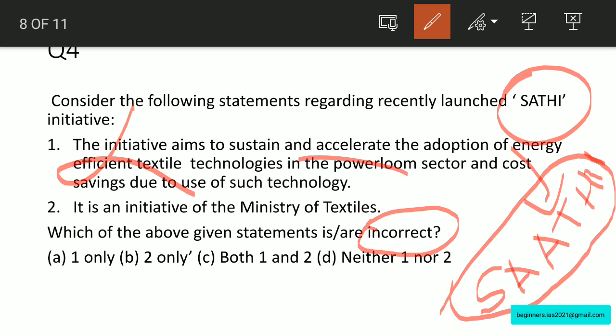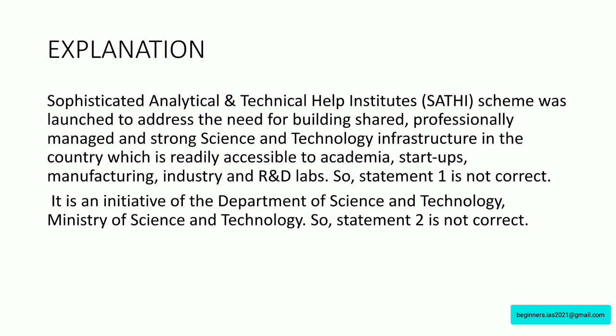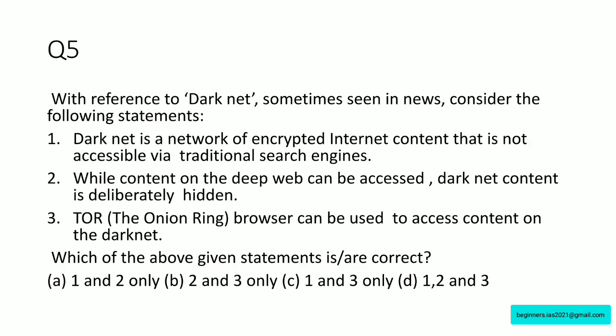Just now we have discussed, it is an initiative of the Ministry of Science and Technology. So therefore it is not the initiative of the Ministry of Textiles. Therefore, statement two is also wrong. Therefore, both the statements given here are incorrect. Here we have to identify the incorrect statements. Therefore, the answer would be B, 1 and 2 only, as both the statements are incorrect. Here I have provided you the explanations also. Let us move on with question number 5.